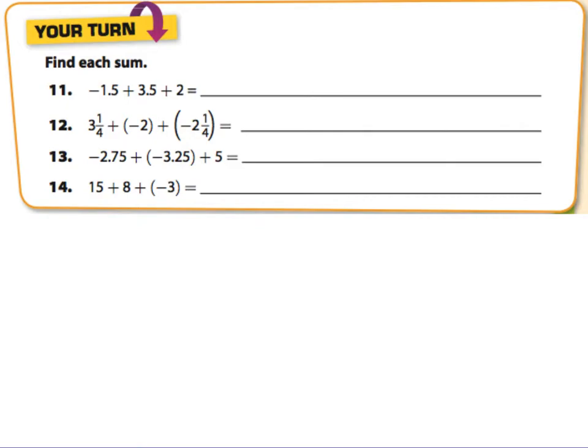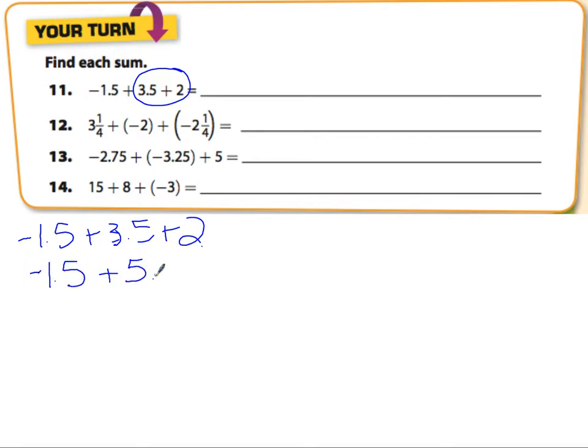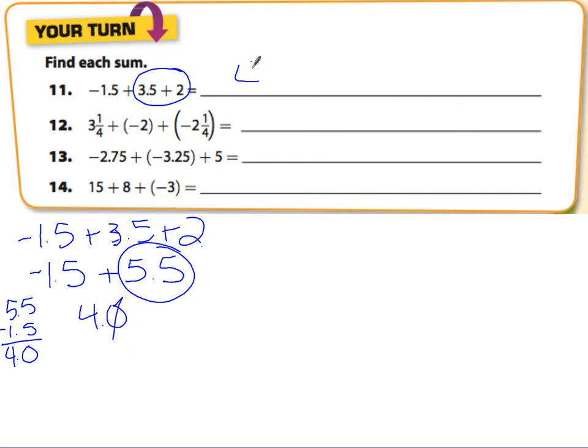Okay, so let's take a look at 11. So I want to add both of my positives together first, so I don't have to do negative plus a positive and then possibly have to do another negative plus a positive. So let's add our same sign numbers first and make it easier. So negative 1/2 plus 3.5 plus 2. Well, 3.5 plus 2, I know is 5.5. Now I know my signs are different, so I actually have to do 5.5 minus 1.5, and I get 4. 5.5 has the greater absolute value, so my answer is 4.